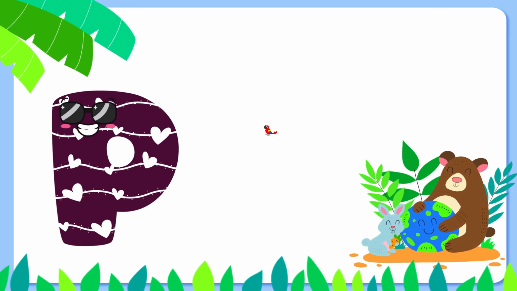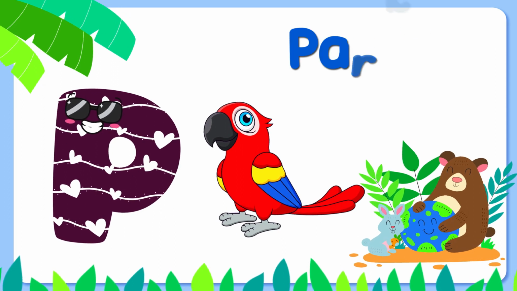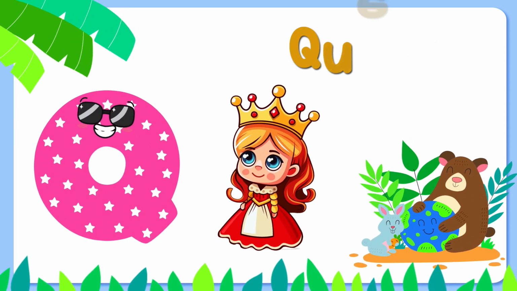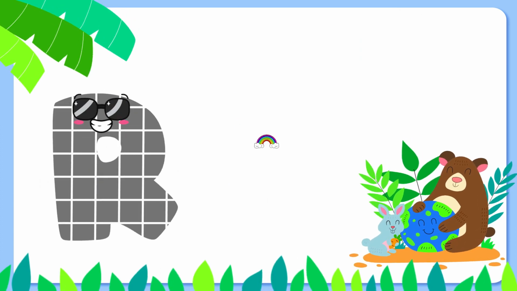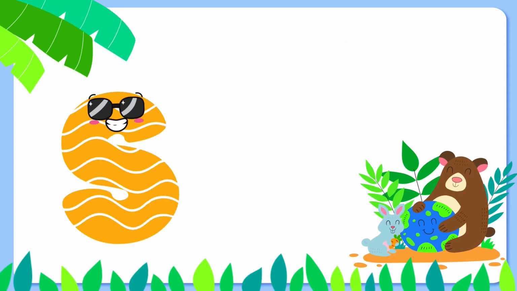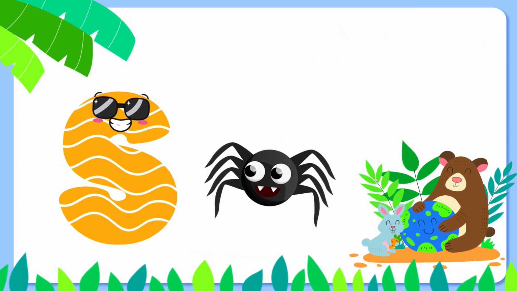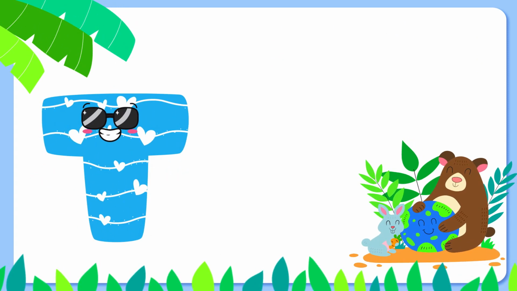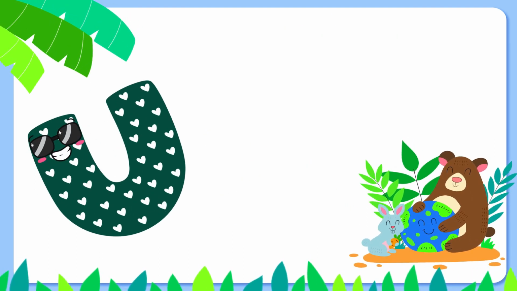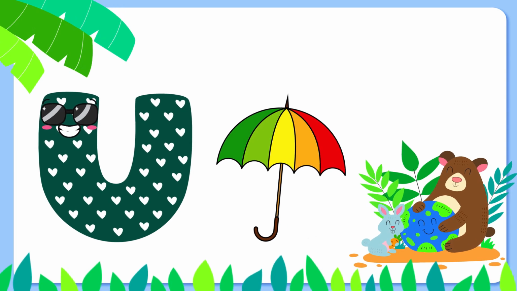P is for parrot. Q is for queenie. R is for rainbow. S is for spider. T is for tiger. U is for umbrella.